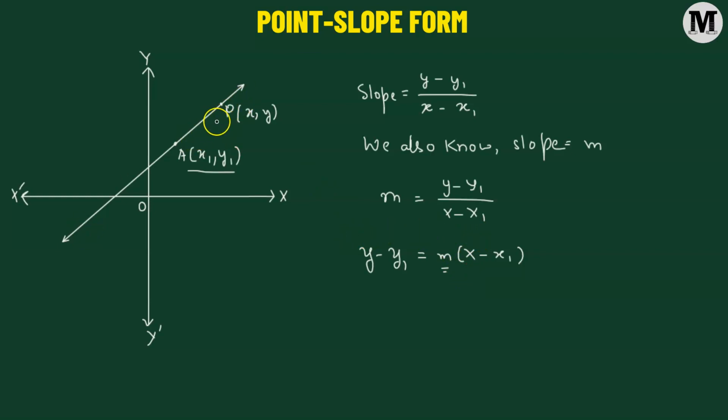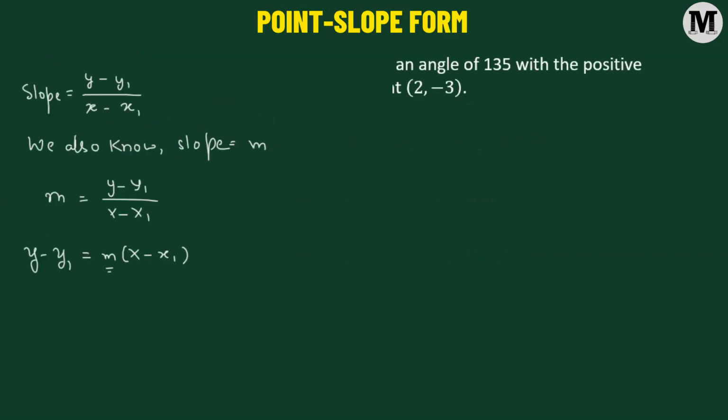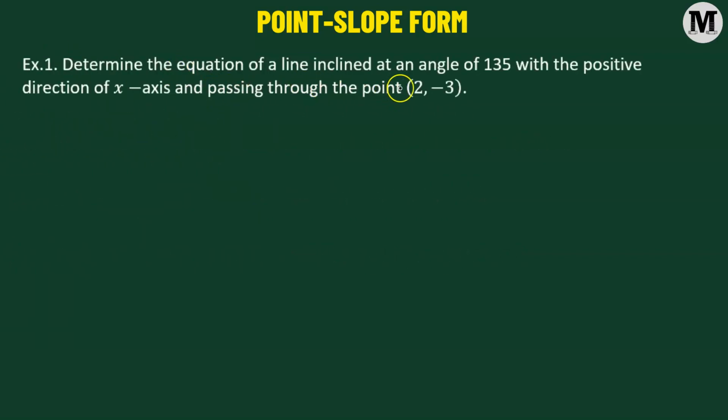So let's try to understand this with the help of a few numerical problems. Problem number 1. Determine the equation of a line inclined at an angle of 135 degrees with the positive direction of x-axis and passing through the point (2, -3). So here we can easily obtain the slope of this line because it's given here that the line makes an angle of 135 degrees with the positive direction of x-axis. So that's the definition of a slope. So we can define the slope m as the tangent of the angle that the line makes with the positive direction of x-axis. So that's 135 degrees. So if we calculate tangent of 135 degrees, that's going to give us the slope of that particular line.